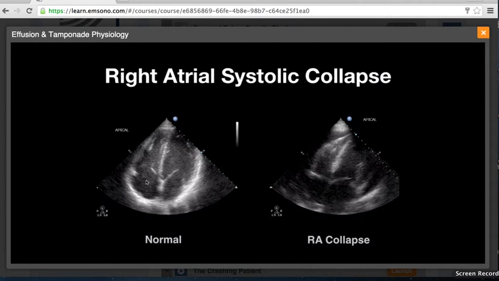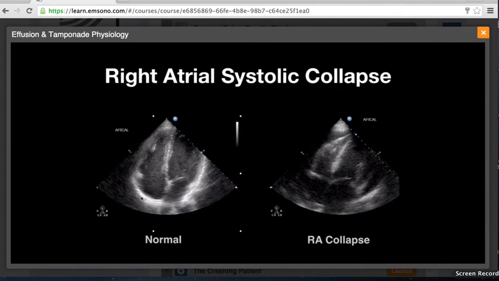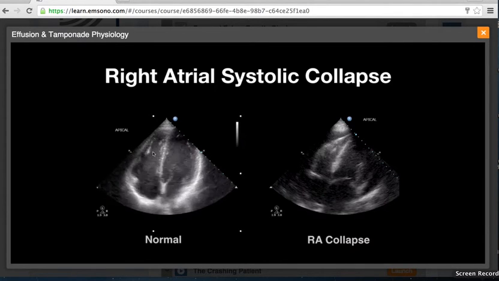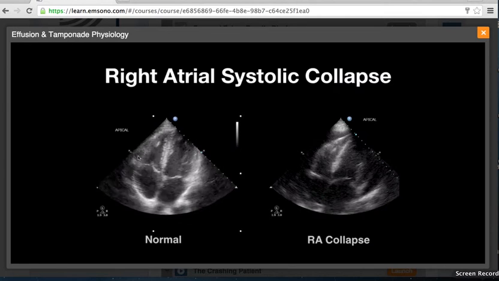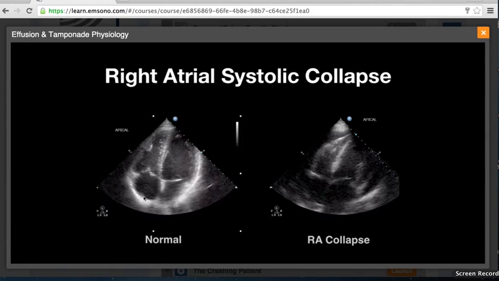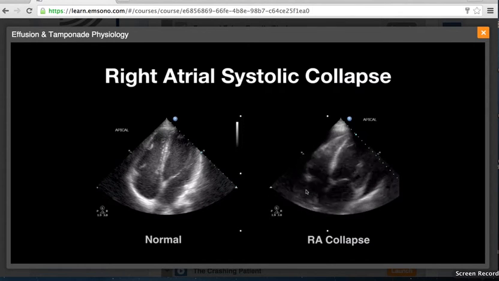Now here are two apical four-chamber windows. On the left here, we have a patient who has normal cardiac function with absence of any pericardial effusion, and there is no tamponade physiology. Notice the appearance of the right atrium between systole and diastole. Note here in this patient, though, with tamponade physiology and a large effusion, note the free wall collapse of the right atrium during systole.